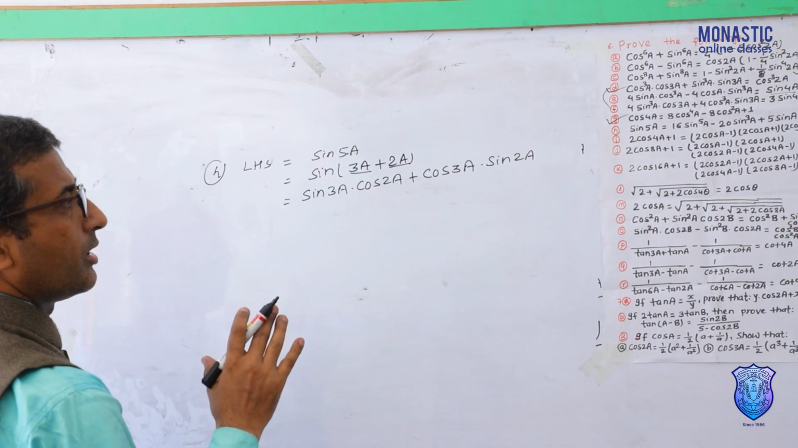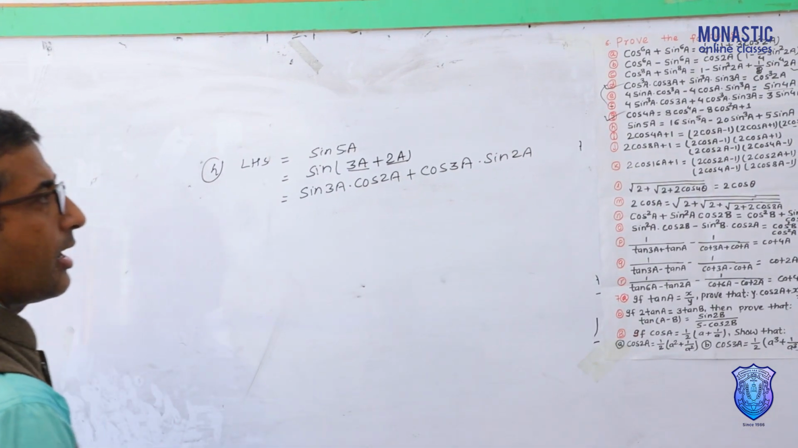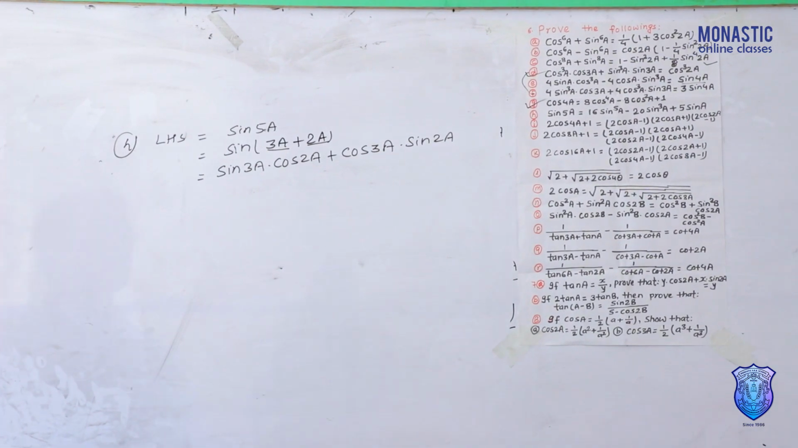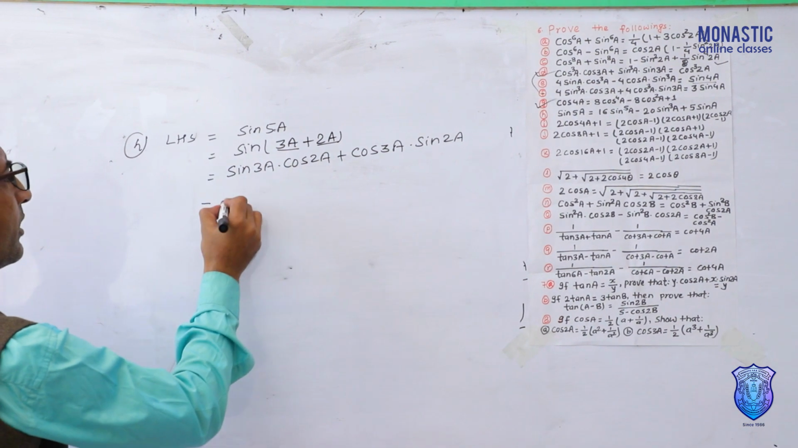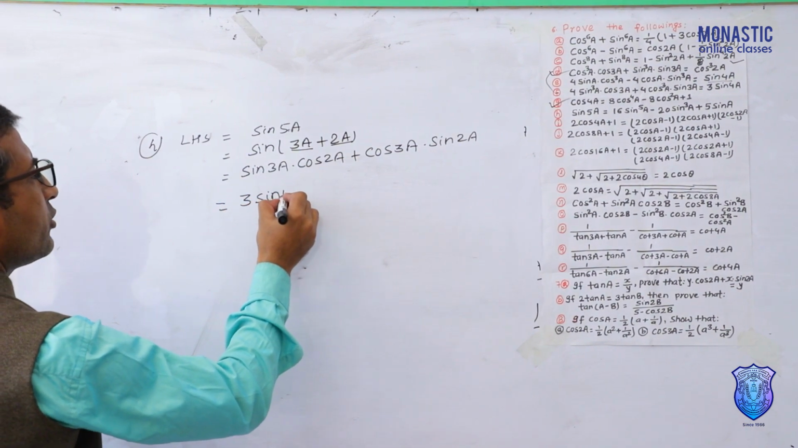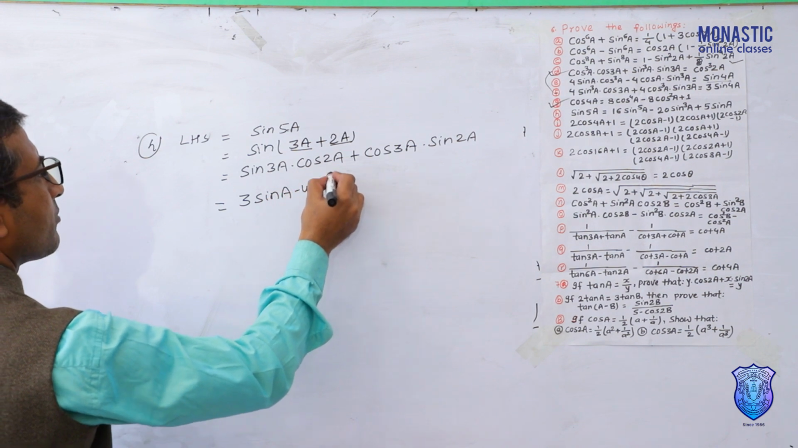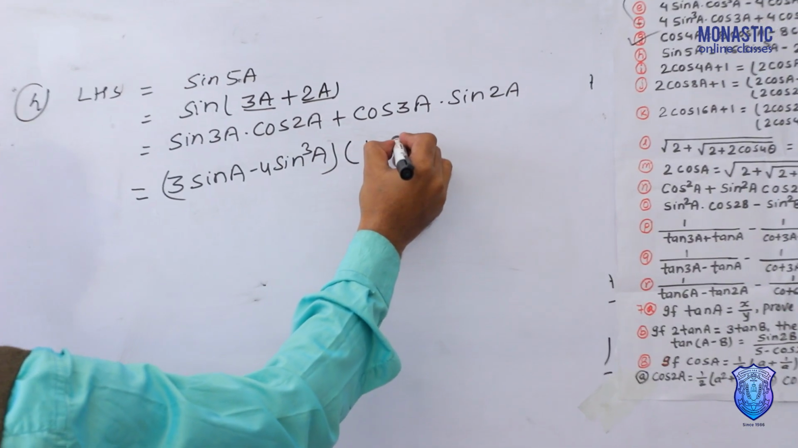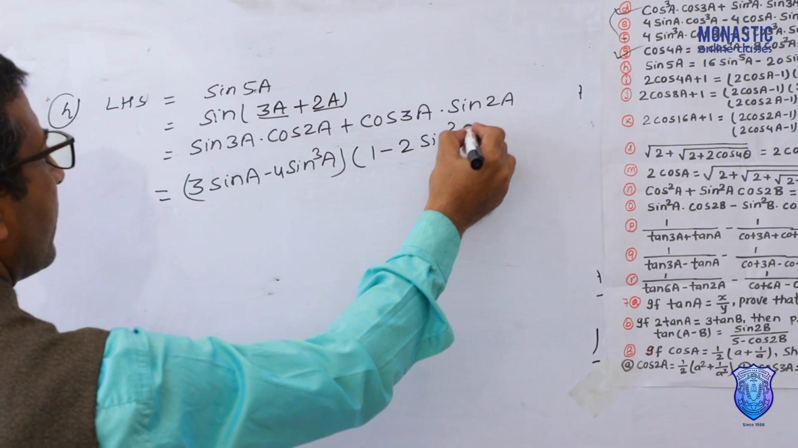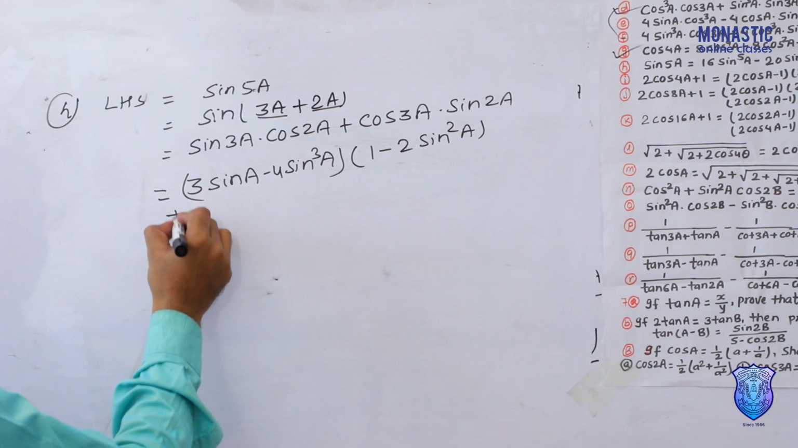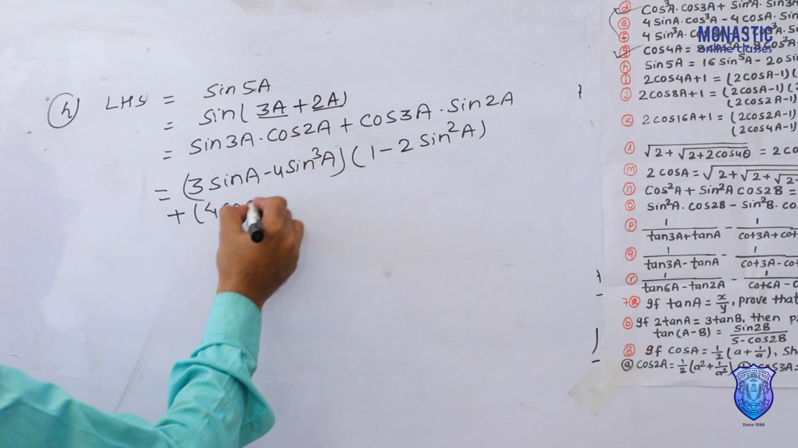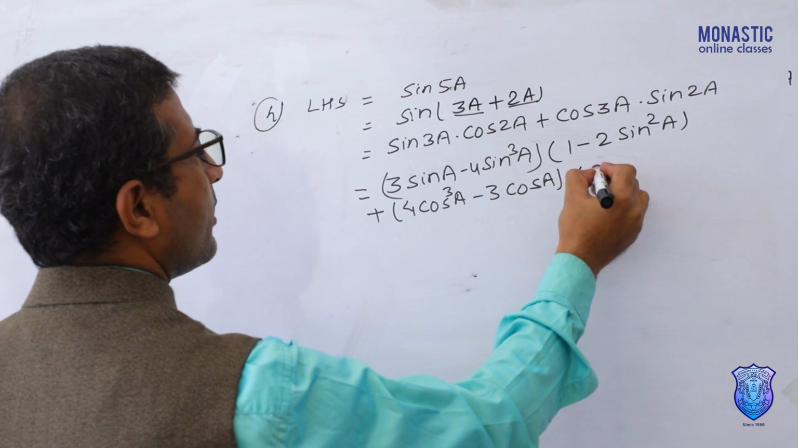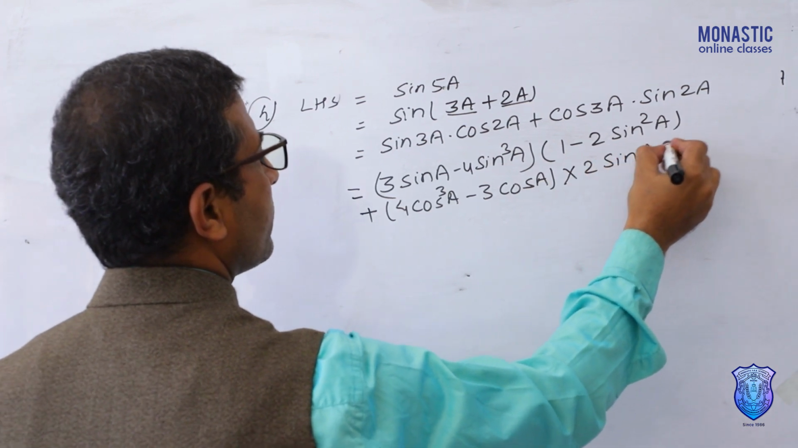If possible, we want all the result in sine. So if possible, write the formula in sine. If not, what's the formula you have? The sine 3a formula is 3 sine a minus 4 sine cube a. That's already in sine. Cos 2a formula we have 1 minus 2 sine square a. That's again in sine. But cos 3a you have the formula 4 cos cube a minus 3 cos a, and sine 2a formula 2 sine a cos a.